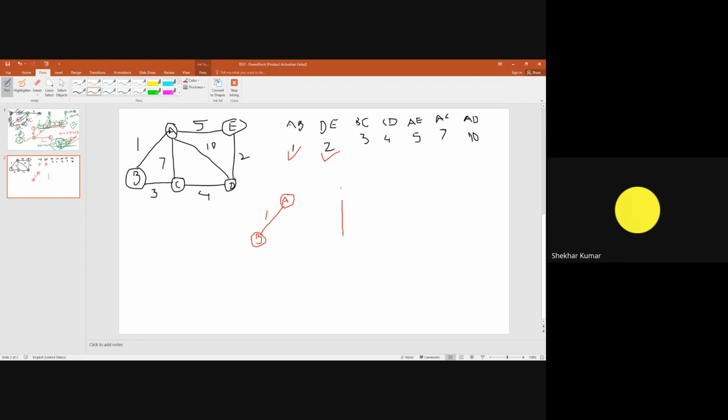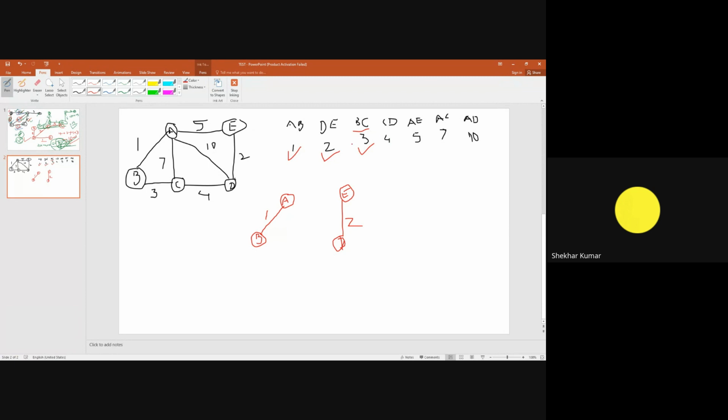That is D and it is E, because it has the next minimum cost, that is 2. Okay. Now I will select another, that is BC. I will add this BC with weight 3 in the minimum spanning tree, if it is not creating any cycle. Every time I will check whether it is creating a cycle or not.